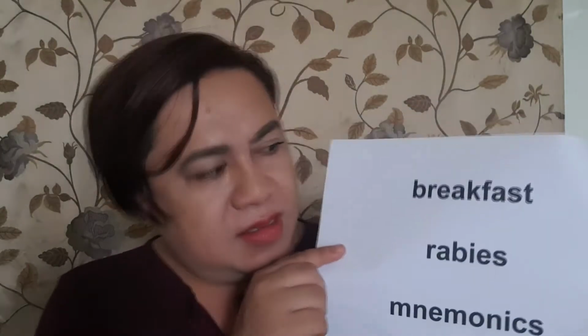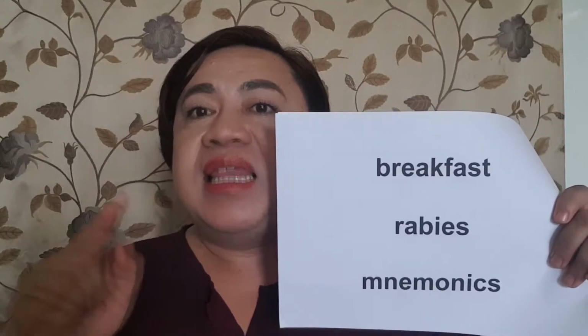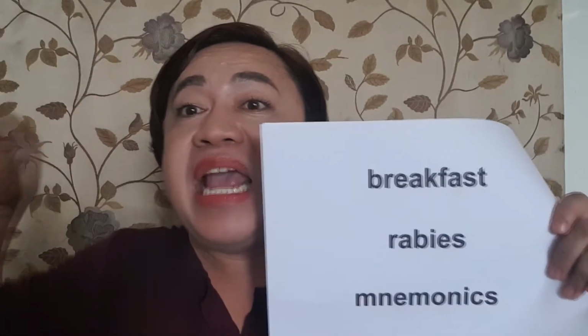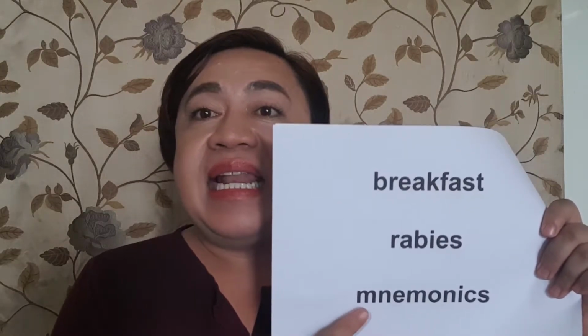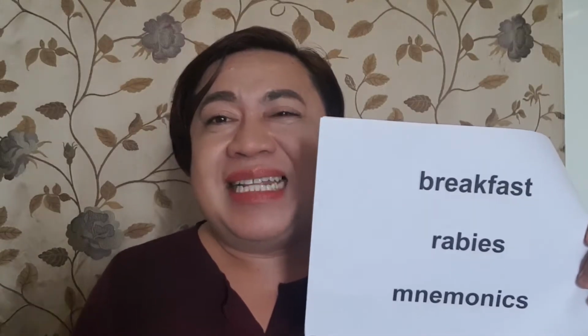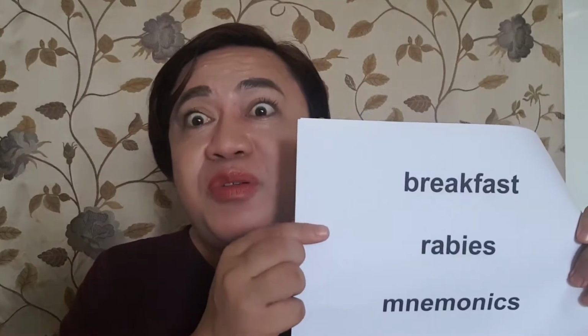Okay. Next, rabies. The S is Z, and the letter A after the R is pronounced as A with a macron. Rabies. Next is mnemonics. Silent letter M. Mnemonics is a kind of strategy or technique that you use so that it's easier for you to recall things that you memorize. You can check the dictionary for more details, or you can Google.